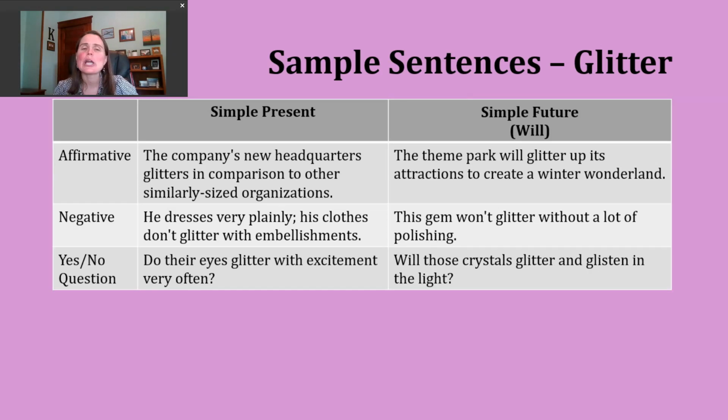Now let's look at making a yes or no question in the simple present. To do this, start with do, then we're going to have a do or does, whatever form matches our subject, right? The subject comes next, then use the base verb. Here's my last simple present examples. Do their eyes glitter with excitement very often? Right? There's an example of that second definition where we're talking about sort of how a strong emotion might be reflected in someone's eyes.